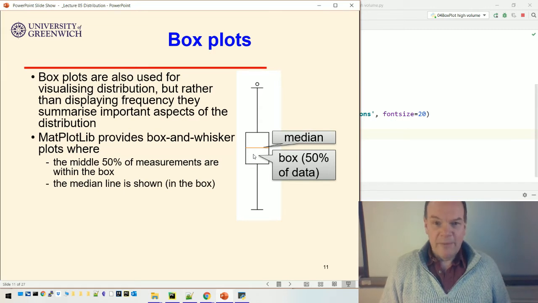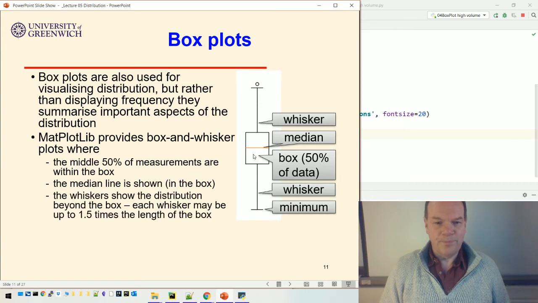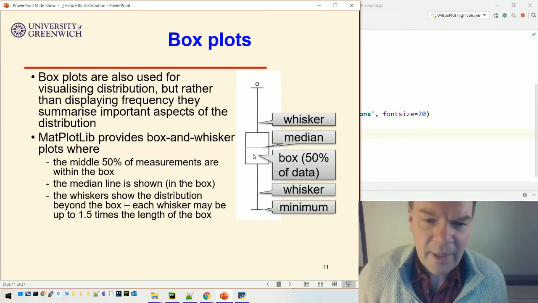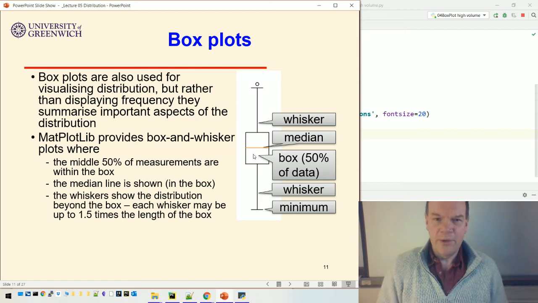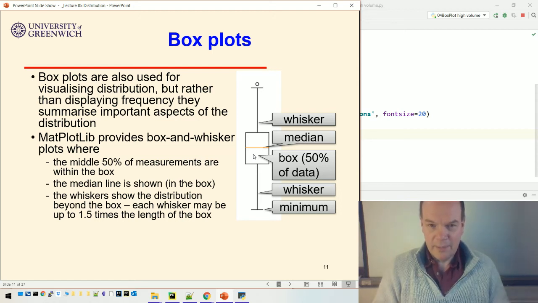The median, the middle value, is shown as an orange line in the box. And then the whiskers show the extent of the distribution beyond that, but only up to a certain point. So if you've got quite a narrow distribution, like a very tight histogram, then you'd find that the whiskers don't go out very far, and so it would look something like this.